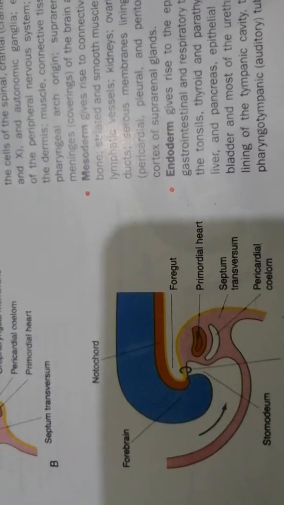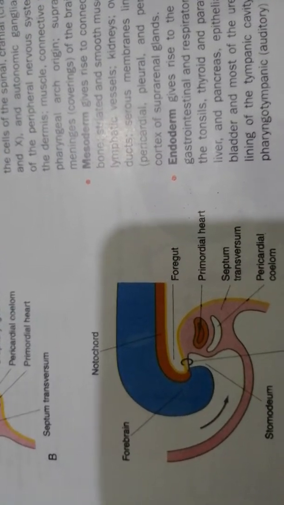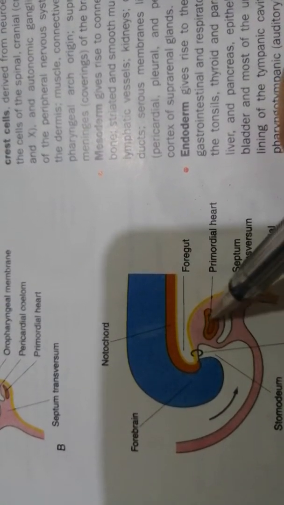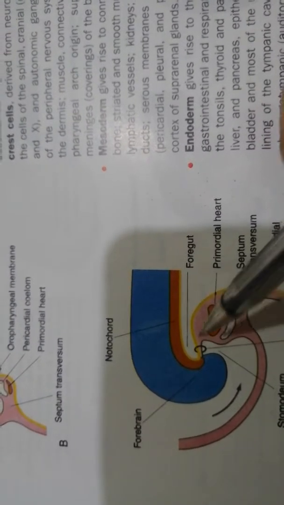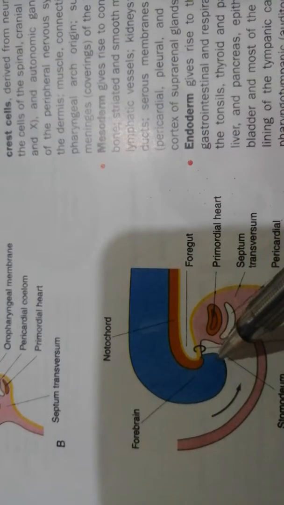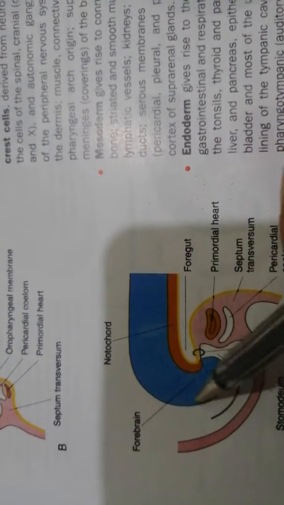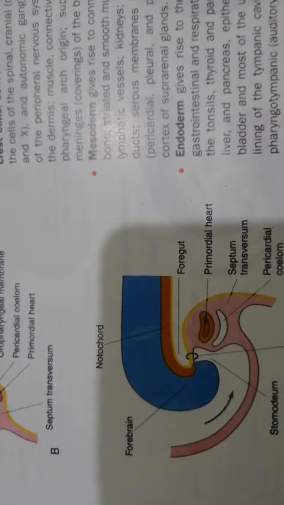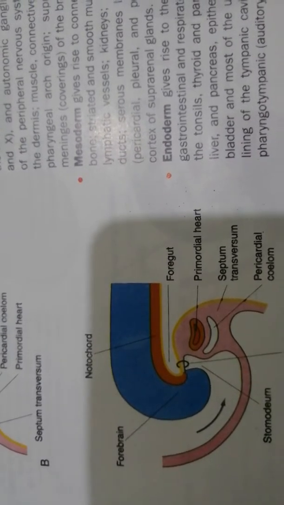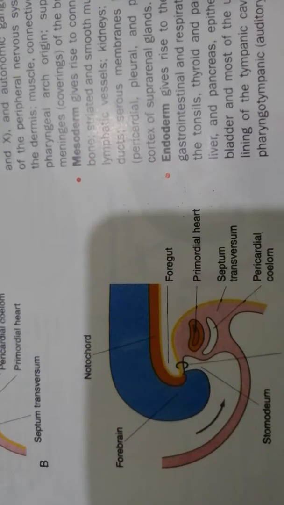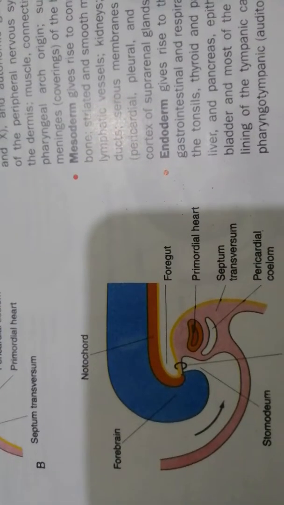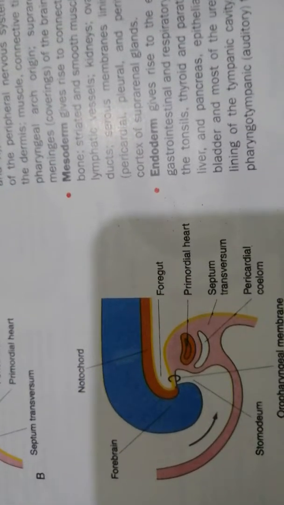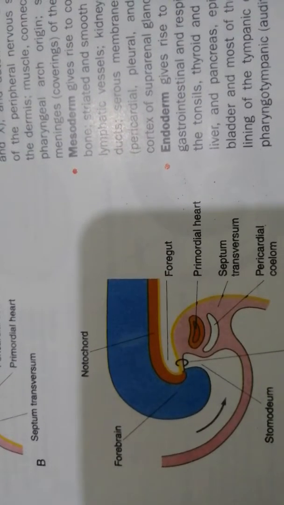Right now, the foregut is lying between the forebrain and the primordial heart, because we have the primordial heart over here, but we have the foregut in between the primordial heart and the forebrain, and that is exactly how it is, because the foregut is going to make the esophagus, the pharynx, and other stuff like the lower parts of the lower respiratory tract, right?